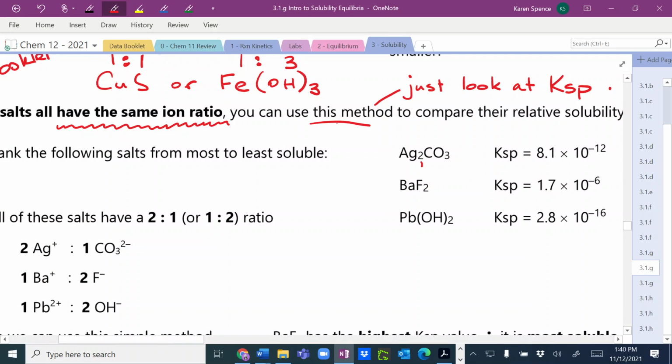Yes, we have 2 silvers for every 1 carbonate, so that is our 2-to-1 ratio. We have 1 barium for every 2 fluorides, so that's a 1-to-2 ratio, and a 1-to-2 ratio is just as good as a 2-to-1 ratio. They work the same mathematically, okay? So 2-to-1 and 1-to-2 are the same for these purposes. And in our last one, we have a 1-to-2 ratio, and if that is the case, then we can just look at our KSPs.